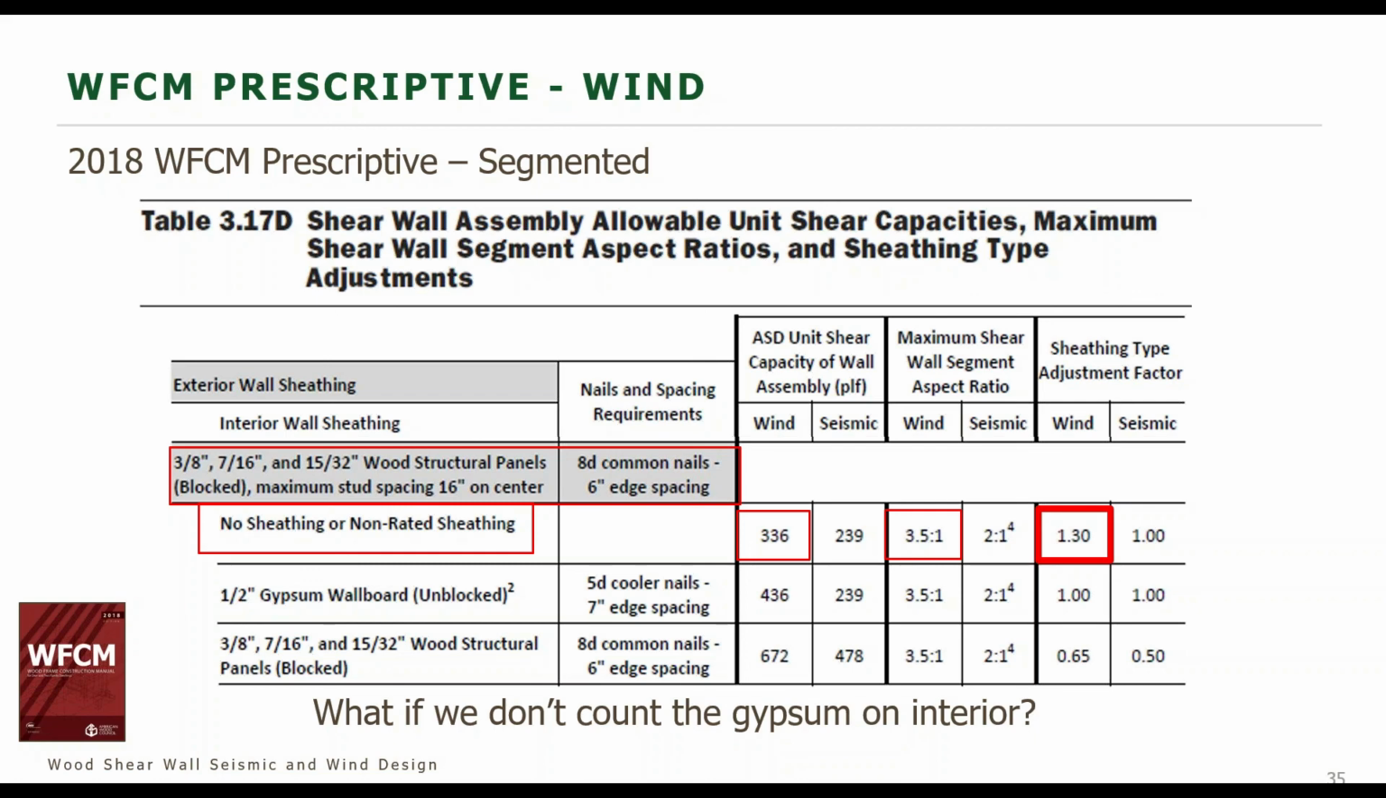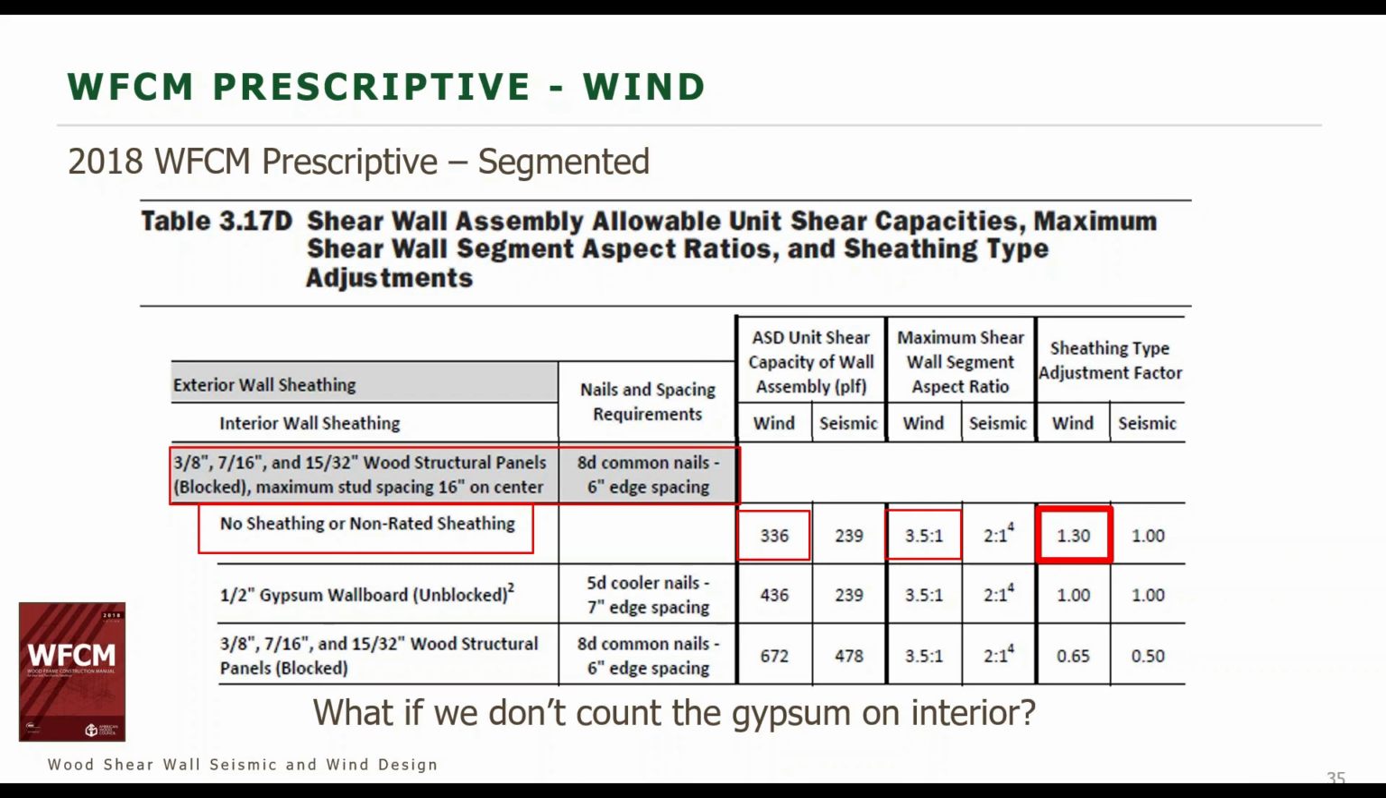However, in 2018, this is the first time you have had to apply the adjustment factors that we talked about, the stiffness adjustment factor or the capacity adjustment factor based on aspect ratio. This is the first time that the WFCM has required that adjustment on both the wind and seismic designs. It used to only be on seismic designs. Right, exactly. Okay, any other questions?